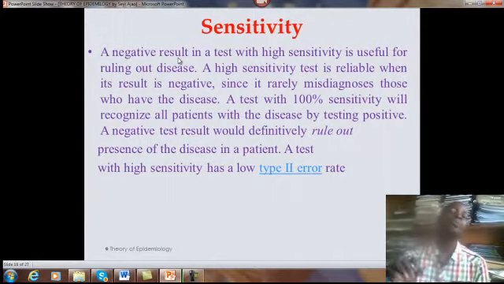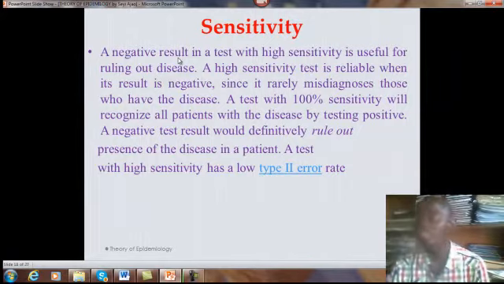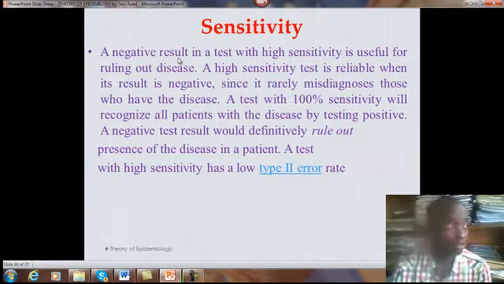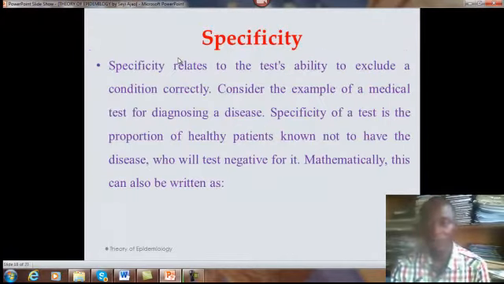So a test with high sensitivity has a low type 2 error rate. The probability of accepting a false hypothesis when it is not true will be very, very low, and that's what we refer to as beta.